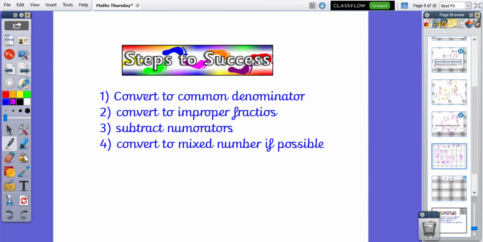So there are your steps to success. You need to convert to a common denominator, convert them to an improper fraction, subtract the numerators, convert to a mixed number if possible. I've put if possible because you might not be able to make a mixed number if the fraction is too low.